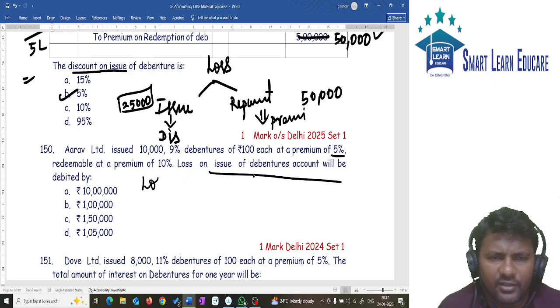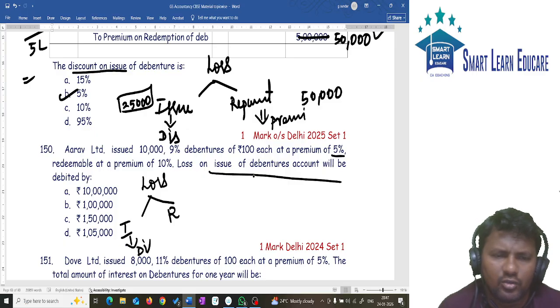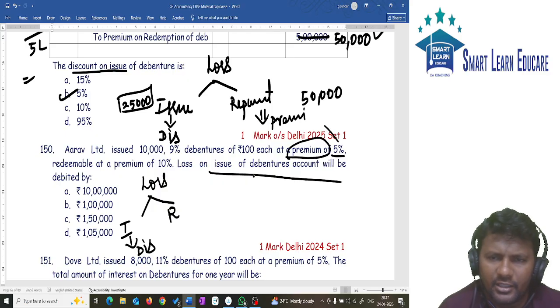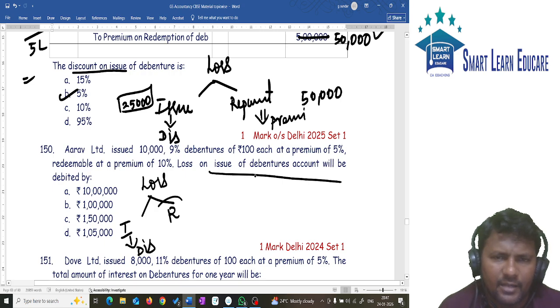I told you there are two types of loss. One at the time of issue, another at the time of repayment. On issue there is a loss only if debentures are issued at a discount. But here the debentures are issued at a premium. So there is no loss on issue of debenture. There is no loss when issuing. When is there a loss on repayment?